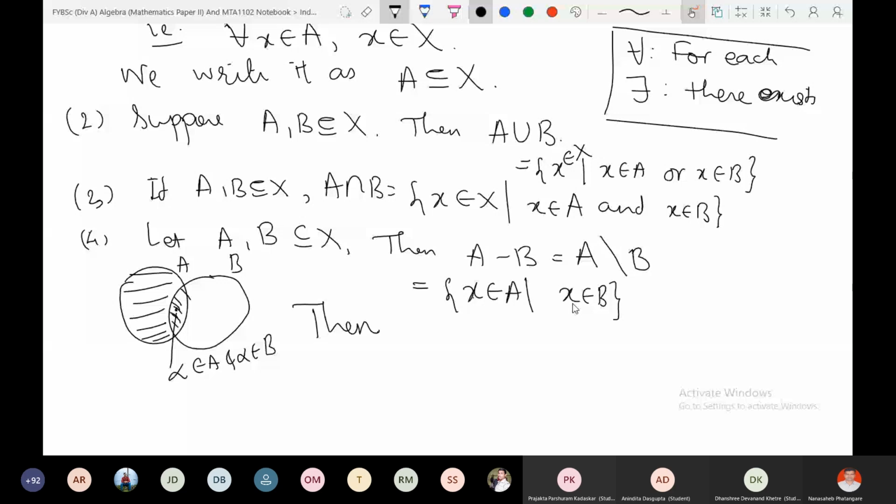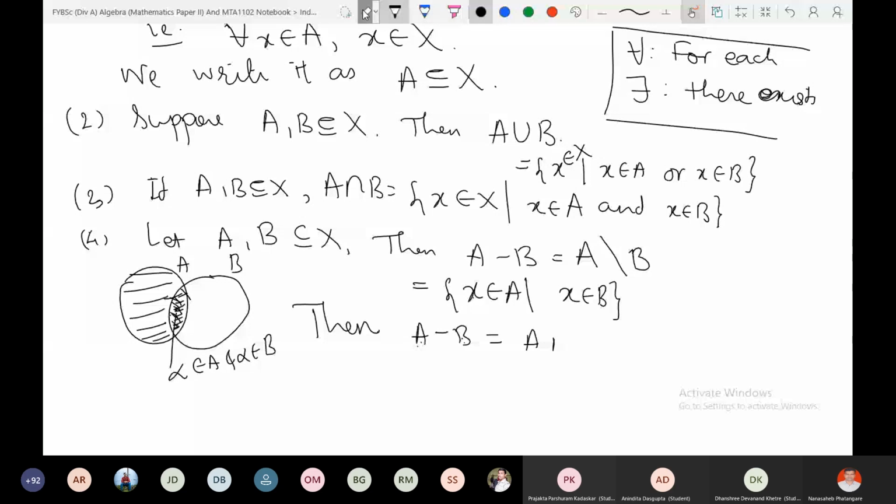Then what is A minus B? So A minus B is A, that means remove the part of B from A. What is the meaning of A minus B? Remove part of B. So this is a part of B, overlapping with A. So remove the overlapping part of B with A. So that is A minus B. So from this figure, can you understand?